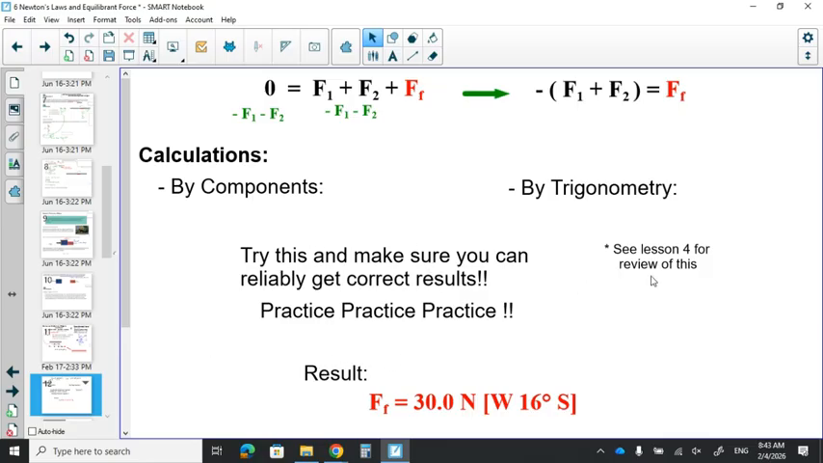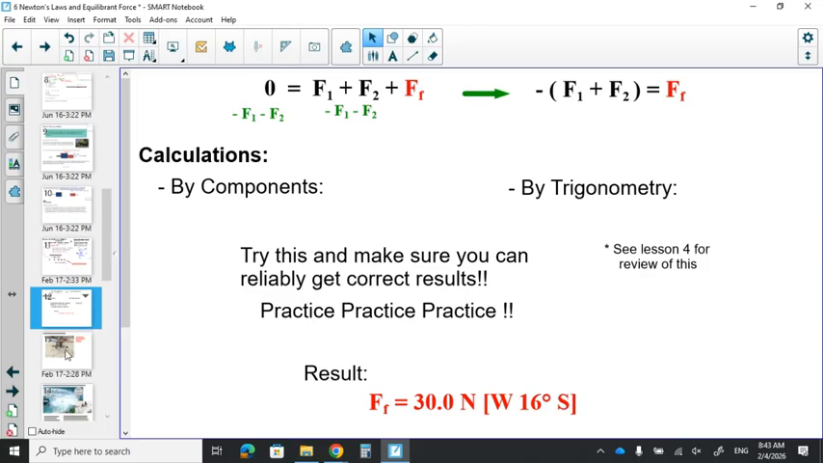So I'd recommend you go back to, I think it's lesson 4 or 5, where I showed that stuff in detail. Review if necessary. Do this as practice. Make sure you can get the right answer consistently, right? So you're looking for 30 newtons west, 16 degrees south, unless I've made an error somewhere. Okay, check it out. Let me know if you need help.